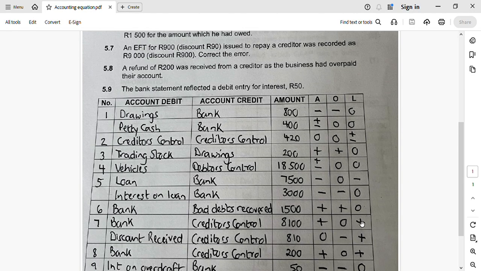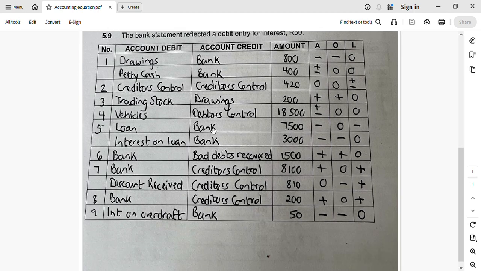And then the bank statement reflected a debit entry for interest. If the bank is debiting your account, they are saying that we owe them the interest. If we owe them the interest, that's interest on overdraft. So you debit interest on overdraft, that's an expense which decreases owner's equity, and you credit bank because your asset is decreasing.